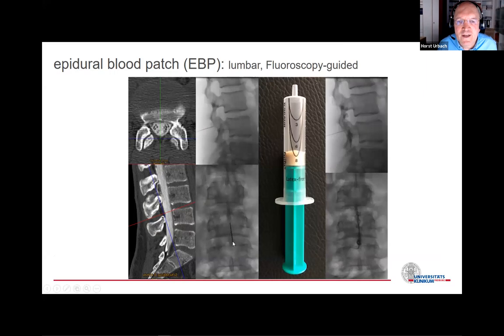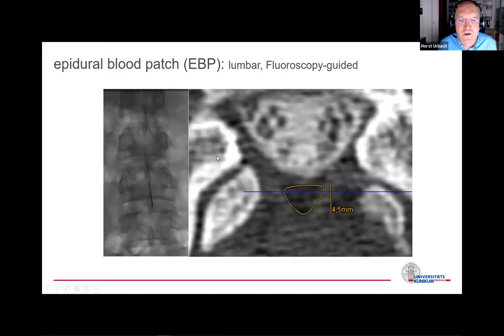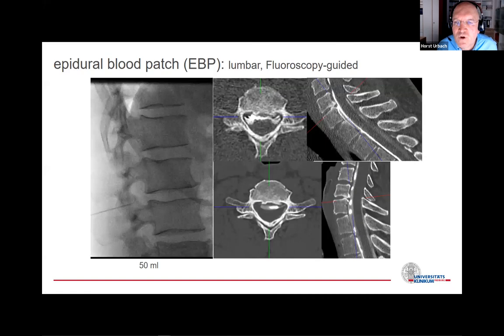We exactly try to place a needle in the midline position. We use a loss of resistance syringe, and we want to get in this triangle. So if you're not in the midline, it is easier to miss the right place. Then we inject contrast to see if it's going upwards. And in the best condition, it goes up to the leak. This is a patient with a dynamic CT myelogram before and with a blood patch after. We inject as much blood as we can, 50 milliliters we usually want to have. In most cases, we have around 30 to 40 milliliters.